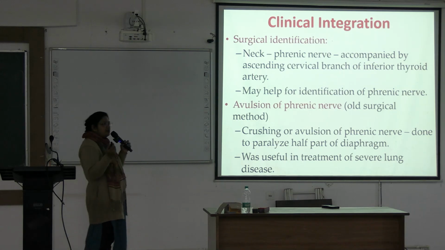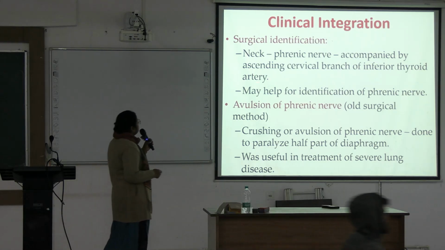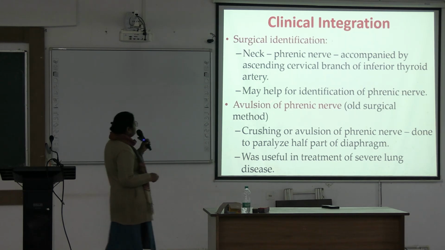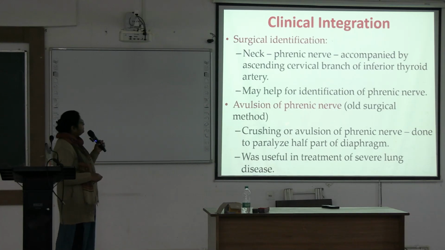Surgical identification, how will you identify? In the neck, the phrenic nerve is accompanied by the ascending cervical branch of the inferior thyroid artery, and it may help in identification of the phrenic nerve. Next point: avulsion of phrenic nerve, this is an old surgical procedure.